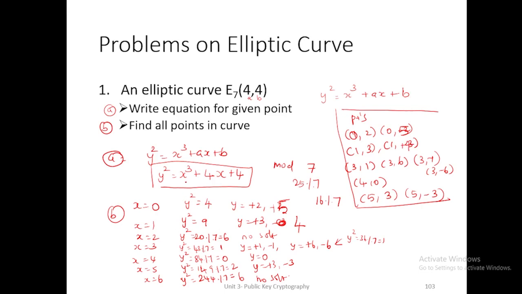If you take x equal to 2, 2 cube plus 4 into 2, plus 4. So 2 cube means 8, 8 plus 8 plus 4, it is 20. 20 mod 7 is 6.